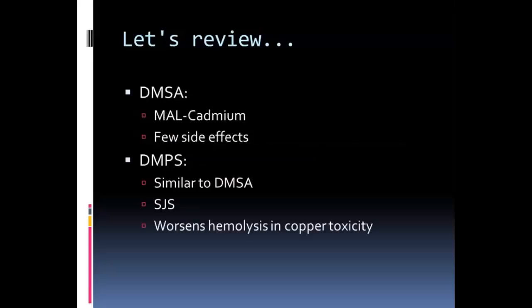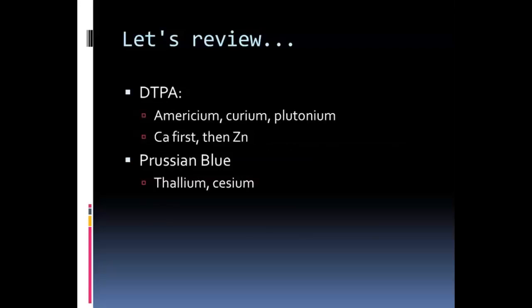DMSA has very few side effects. It's used for mercury, arsenic, lead, and cadmium. And DMPS is similar to DMSA, but it does have those two odd side effects of Stevens-Johnson syndrome and worsening hemolysis. DTPA is for those odd radioisotopes, americium, curium, and plutonium. Remember, alphabetical order, calcium first, then zinc. And then Prussian blue is that oral one that looks a little like charcoal, like blue charcoal, and that is used for thallium and cesium.